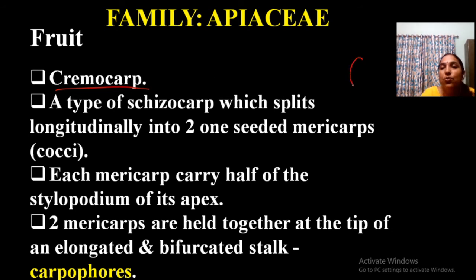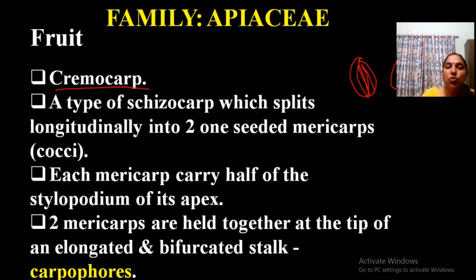Clear? So it is usually like this, with markings like this. But what happens? It breaks into two one-seeded pieces. Malli, kottamalli: when you see a small ball like that, it breaks into two small pieces, and each piece is a one-seeded structure. Those are mericarps, or cocci. So the fruit is called a cremocarp. Understood? Now, each mericarp carries the stylopodium at its apex. That is a very, very important point.